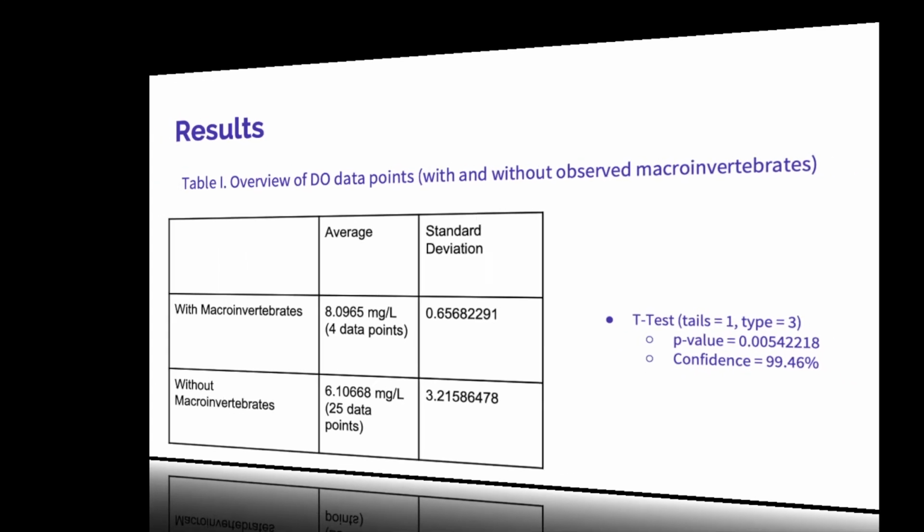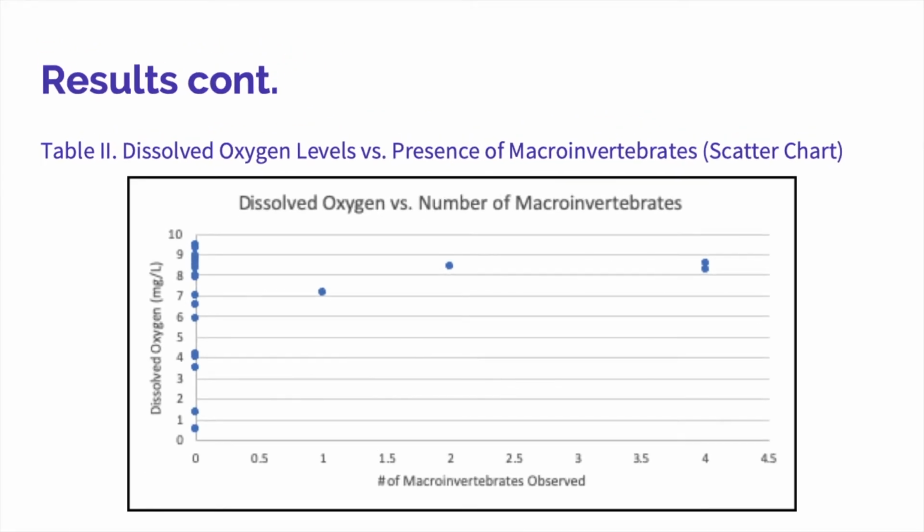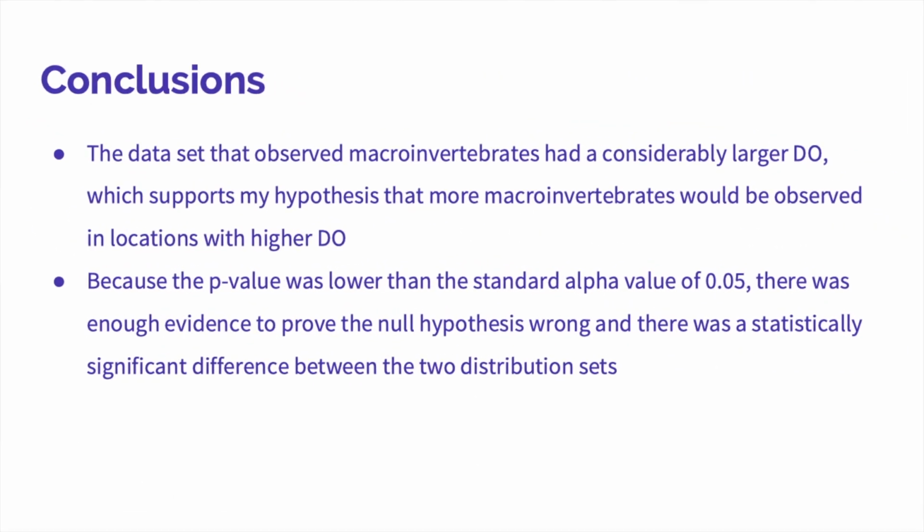Table 2 provides a visual of all the data points collected in the form of a scatter plot graph. It compares the DO levels recorded to whether there was an observation of macroinvertebrates. From this representation, it can be interpreted that many of the data points with no macroinvertebrate observations were below a DO level of 7.0 milligrams per liter, which was less than all 4 of the data points collected that had macroinvertebrates.